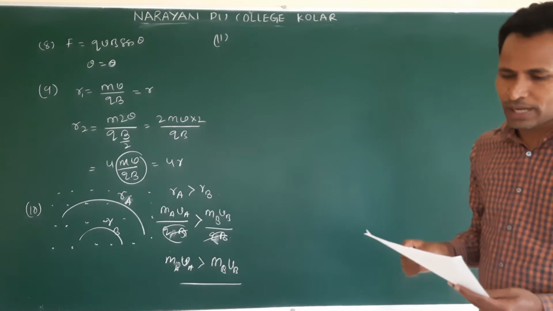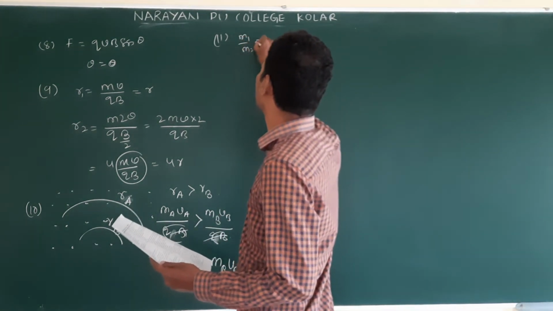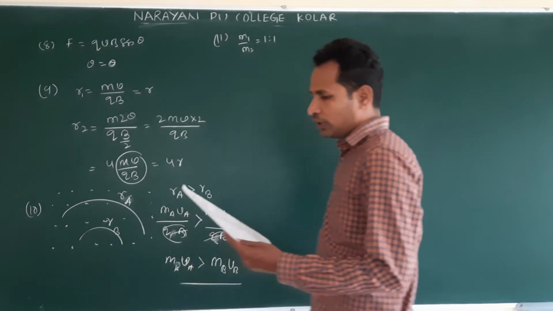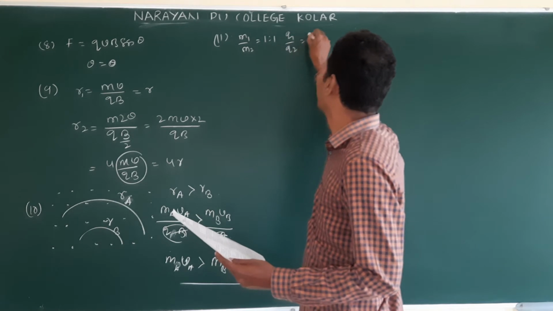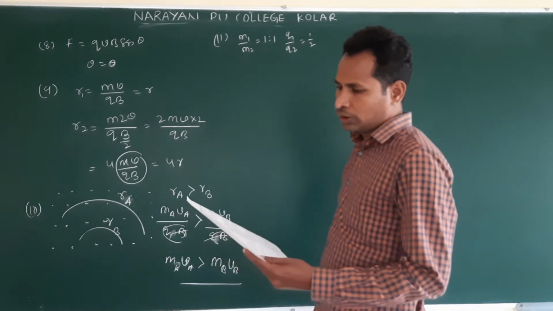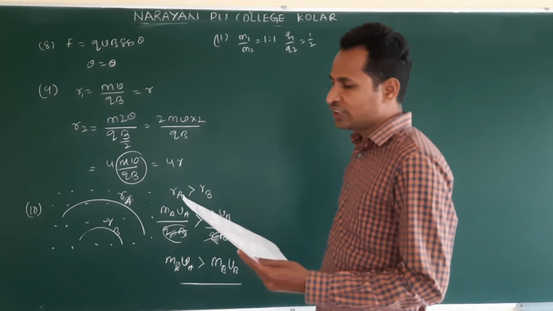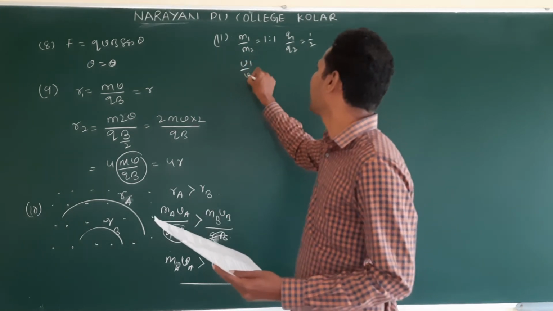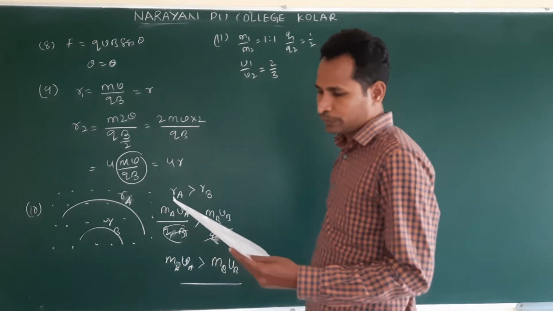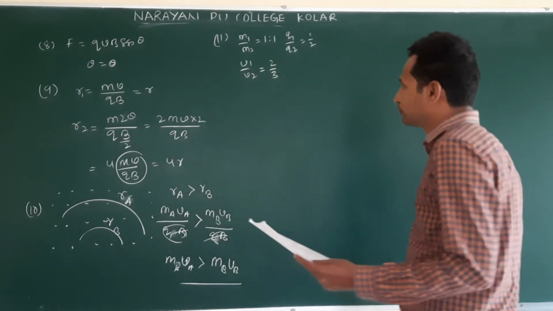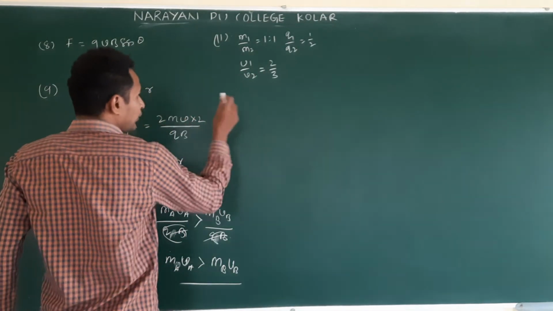Two ions have masses in the ratio m1 by m2 equal to 1:1. Their charges are in the ratio q1 by q2, 1/2. They are projected into a uniform magnetic field perpendicular to the field. Speeds are in the ratio v1 by v2 equal to 2:3. The ratio of radii follows the same formula for R1 and R2. Clear?